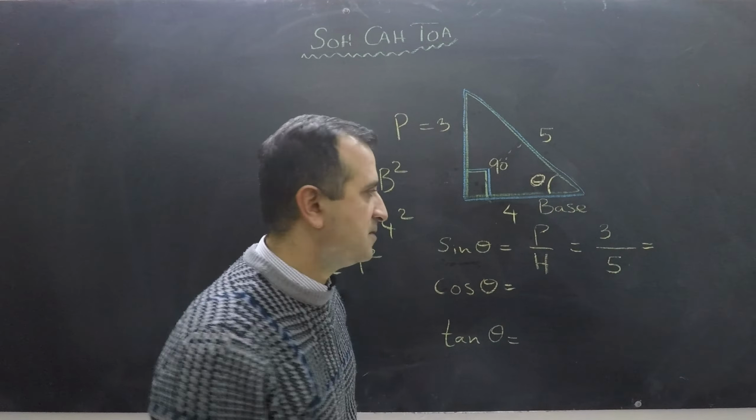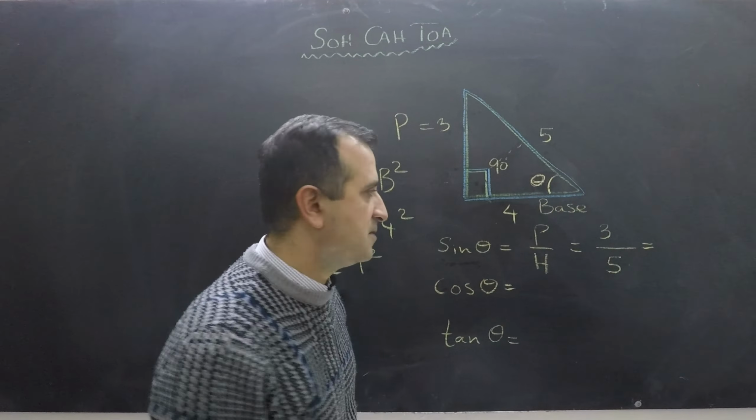So our base is 4. We have established that our base will be 4, and our hypotenuse is 5. So what is 4/5? 0.8. And finally, our tan, we can use TOA, perpendicular over base. But we can also use sine divided by cos, because tan is equal to sine theta divided by cos theta. That will be easier maybe.